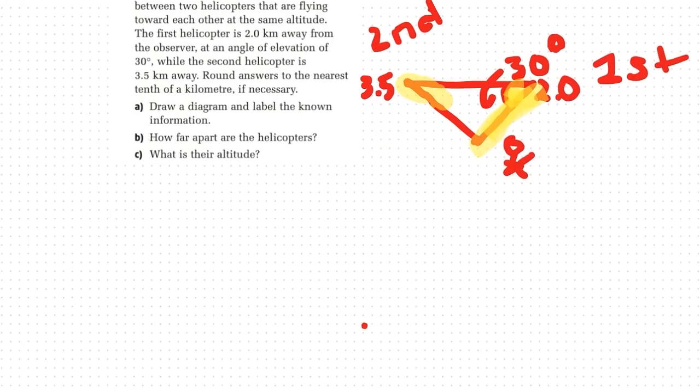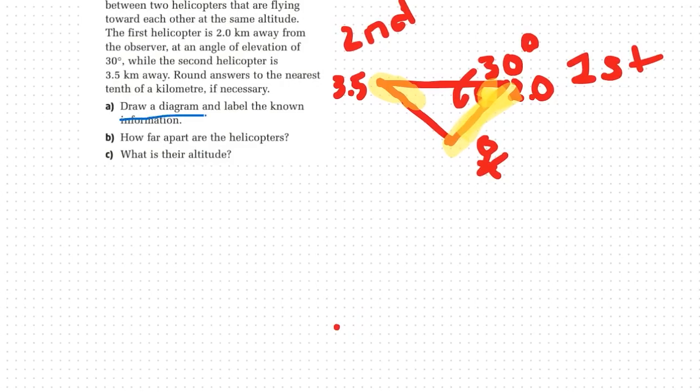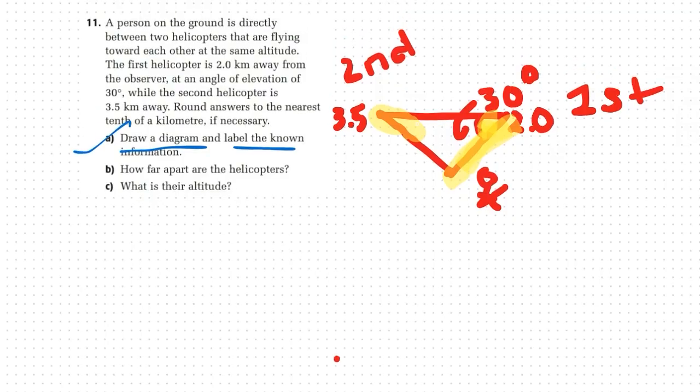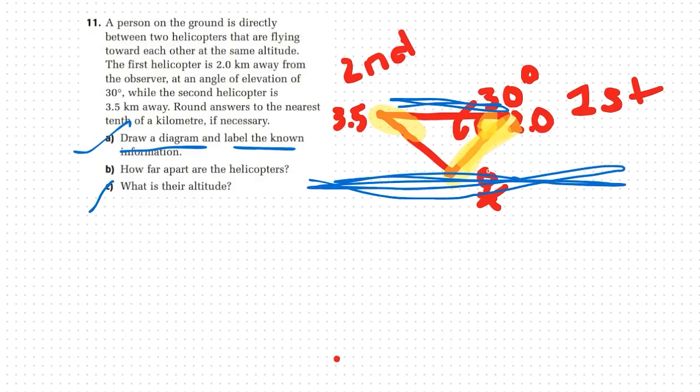No. The first part is draw the diagram. Okay, done. Label the known information. That is also done. How far apart means this is the answer which we need to find. Question: what is their altitude? Altitude is the height, here is the ground. Both helicopters are at the same altitude.